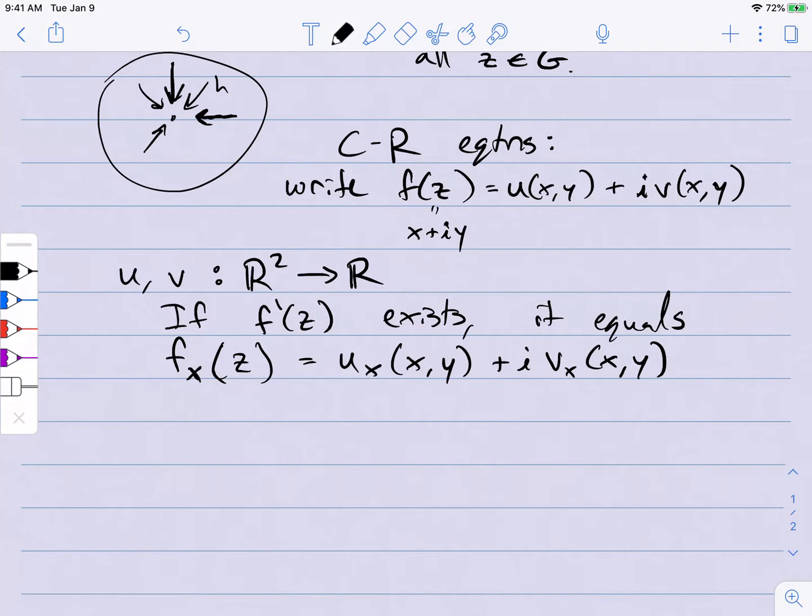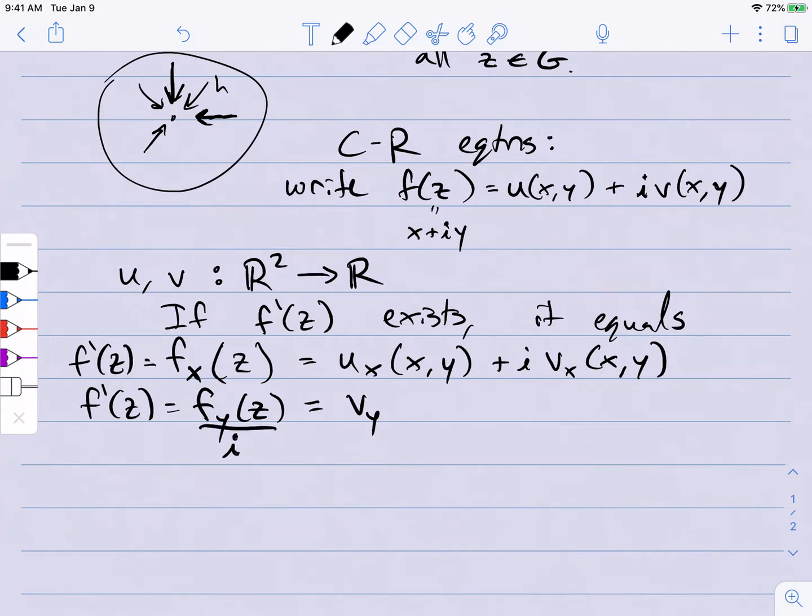On the other hand, if we calculated the limit by taking a vertical path where we are going along the imaginary axis, then it also equals the partial of f with respect to y, because we're only varying the y part. And we calculated this to be the partial with respect to y divided by i, because we're dividing by h, and h is imaginary, and this is what came out. And so if we do this way of computing the derivative, it's equal to the partial of v with respect to y plus i times the negative of the partial of u with respect to y.